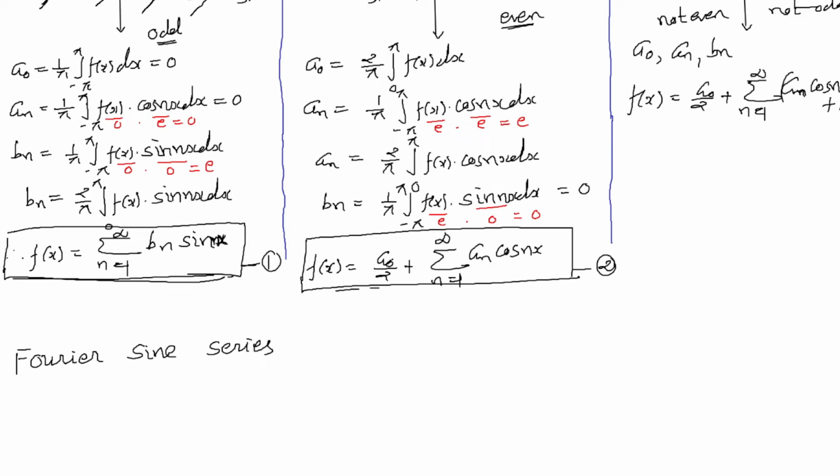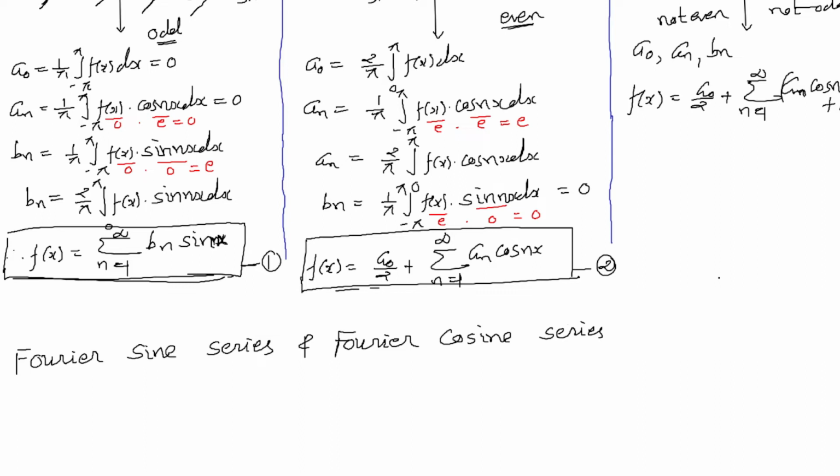Equation 2 contains a0 by 2 and summation an cos nx. Now see, a0 by 2, when n equal to 0, cos 0x is 1. So a0 by 2 is the coefficient of cos 0x. The coefficient of cos x is a1, of cos 2x is a2, of cos 3x is a3. So equation 2 contains only cosine terms, so that is called the Fourier cosine series.